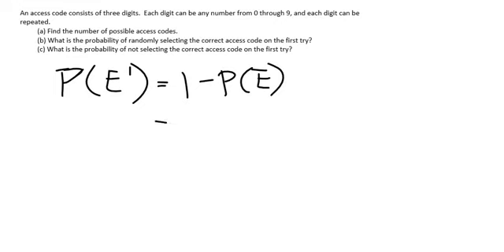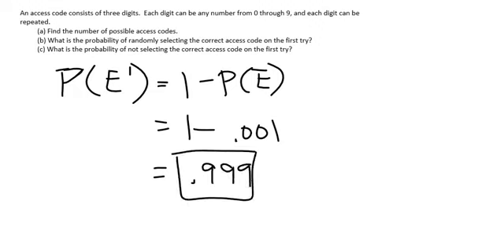So I just calculated the probability of selecting the correct access code on the first try. From Part B, that was 0.001. So the complement would therefore be not selecting the correct access code on the first try, and 1 minus 0.001 is 0.999. So the probability of not selecting the correct access code on the first try is 0.999.